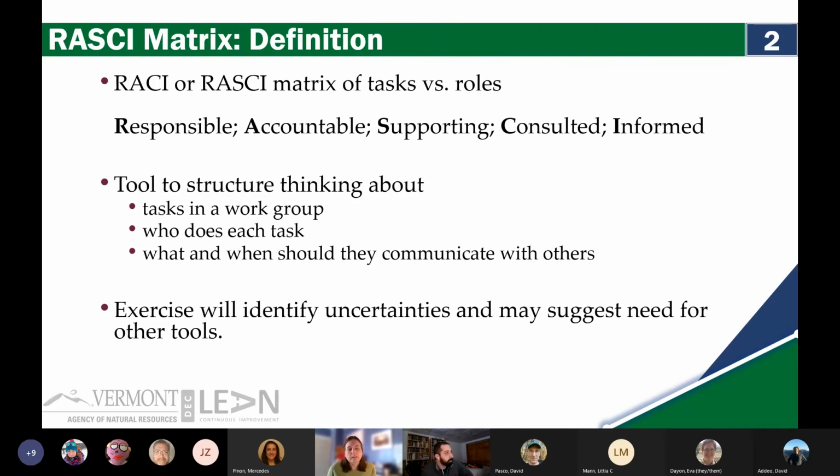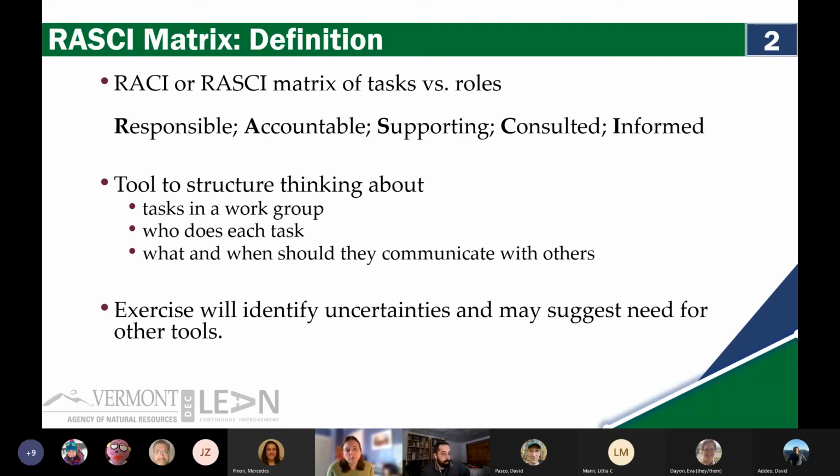The basic idea is that it's a matrix or a table of tasks versus roles. So what tasks are we doing and who's doing them? And then we try to figure out, well, beyond the person and the task, what's their role in the overall project? And we code those with terms like responsible for doing a task, accountable, supporting, consulted, or informed. And I'll talk more on the next slide about the definitions of those.